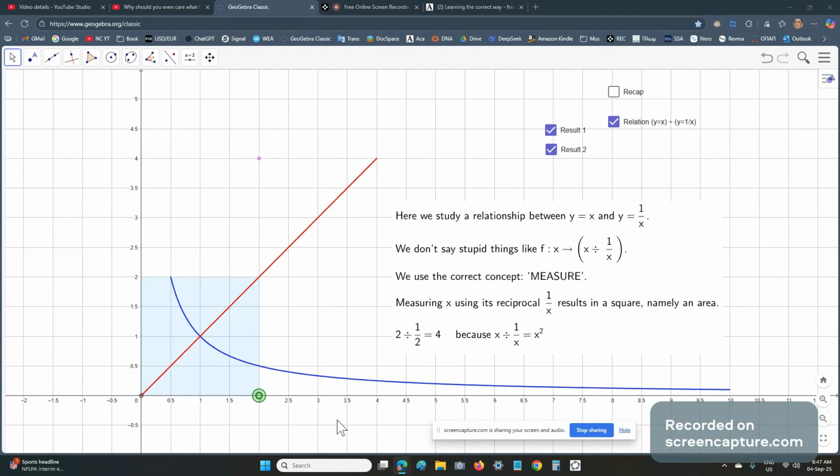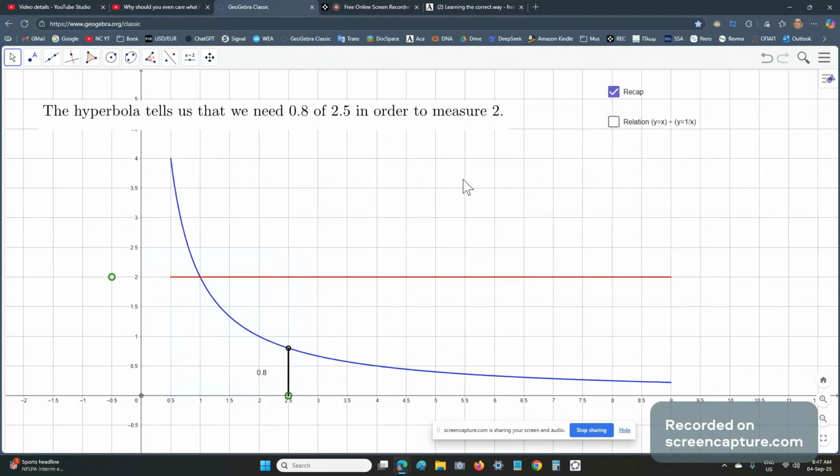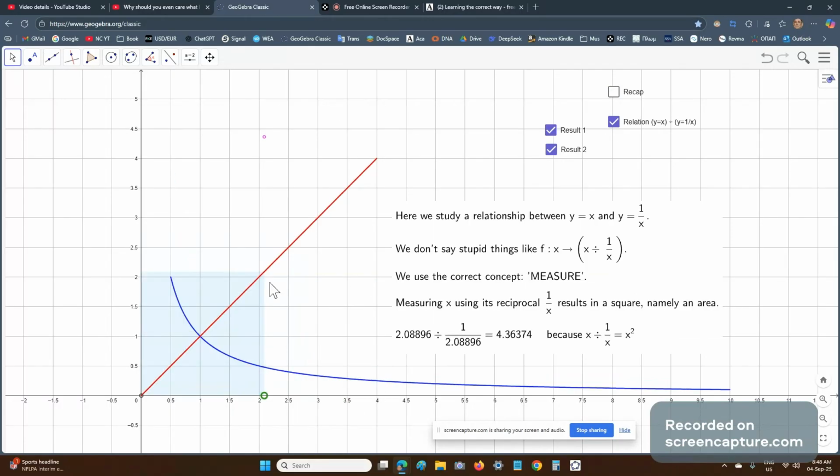We say we're measuring x using its reciprocal 1 over x, which results in a square, an area, quadrature, right? That's where the word quadrature comes from, this quad, right? You have a quad, okay? So now we've gone from just a simple recap of how we do algebra, right? Measures, simple measures, okay? And we've gone all the way through to measuring one curve with another.